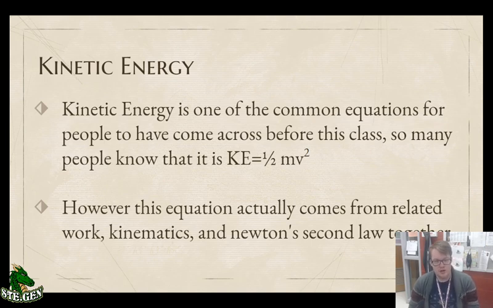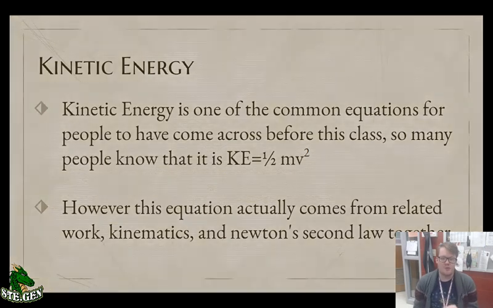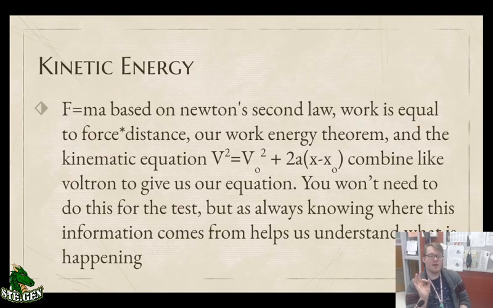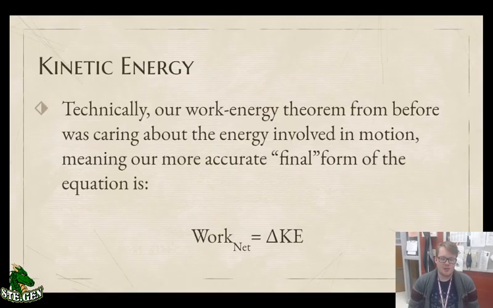However, this equation actually comes from related work, or relating the work, the kinematics, and the Newton's second law equations together. We actually combine all three of those together, and we get KE equals 1/2 mv squared. F equals ma is based on Newton's second law. Work is equal to force times distance, so we would get work equals ma times distance. And then we can rearrange and plug in our v squared equals v naught squared plus 2a times x minus x naught. Combine those together, and then do a little bit of other work, and we can end up getting our kinetic energy equation.